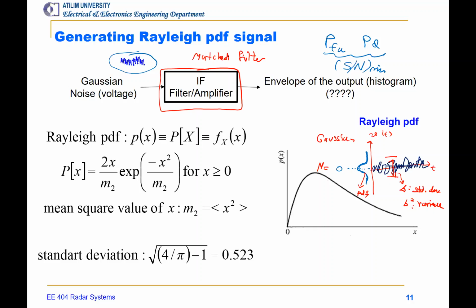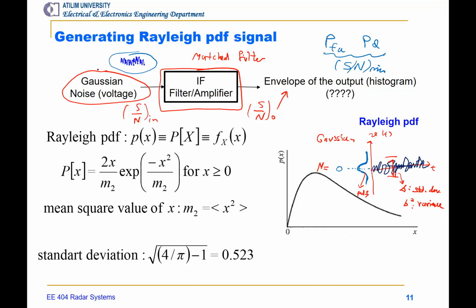That's a filter that maximizes signal-to-noise ratio, okay? So let's say here we got a SNR input, and here we got SNR output. So matched filters maximize this SNR. That's a filter such that it maximizes the output SNR. So we'll be discussing how to design such a filter. That's the subject of one of the lessons towards the end of the semester. So what will happen if I apply a Gaussian noise to this matched filter or IF amplifier filter section?